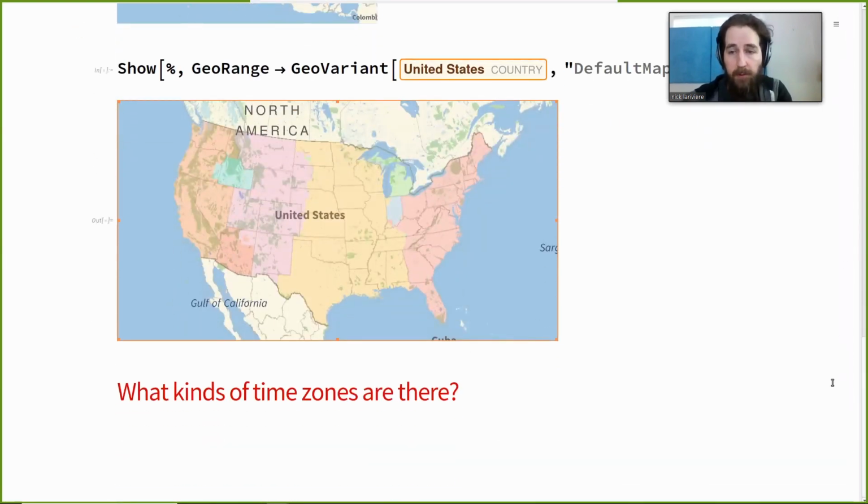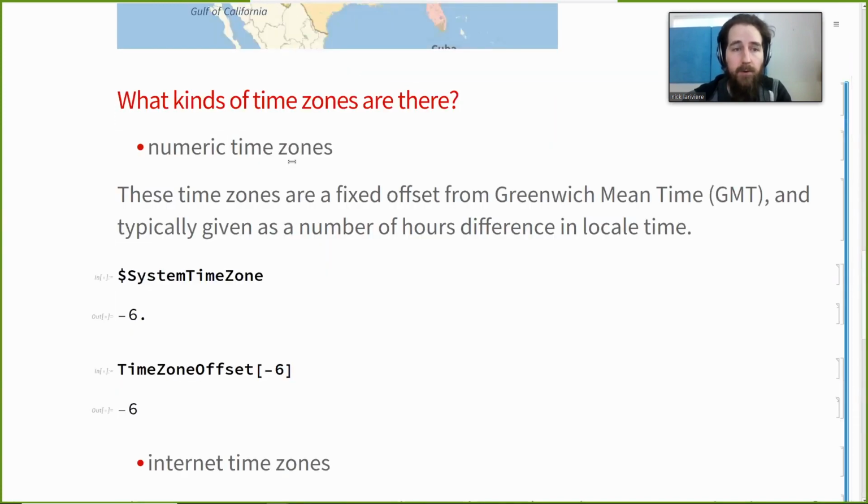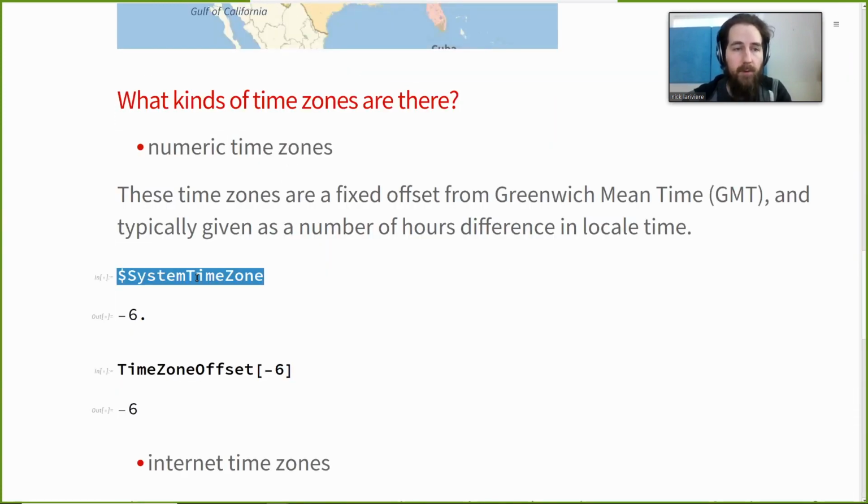So in simple terms, there are two primary kinds of time zones. There are numeric time zones. If you evaluate system time zone in Wolfram Language, it will give you a number of hours you are offset from Greenwich Mean Time, or GMT. Small asterisk here, we'll talk about time systems on the next slide.